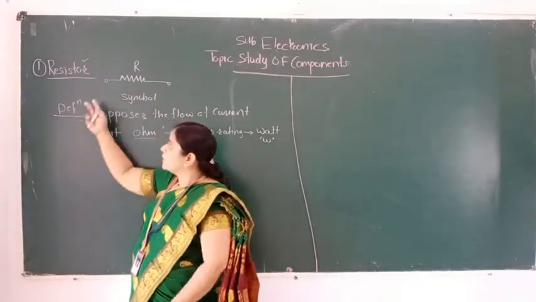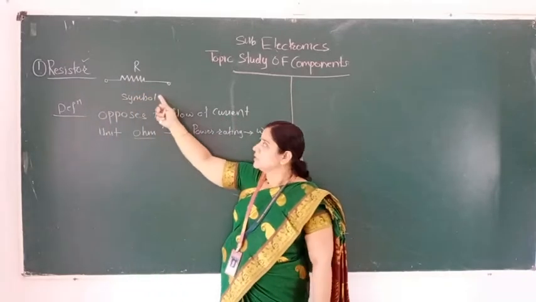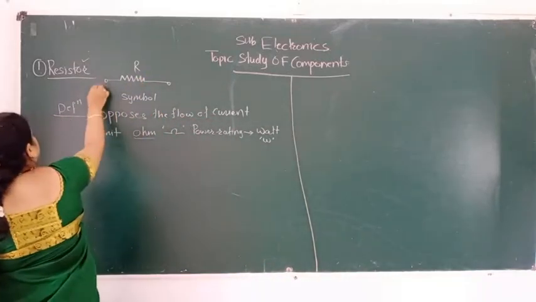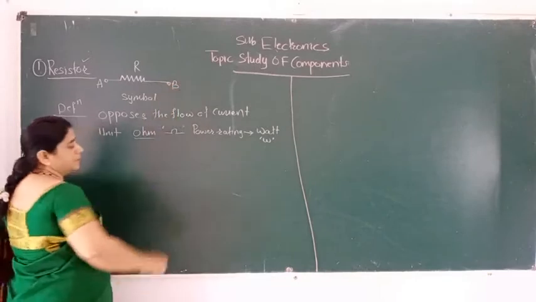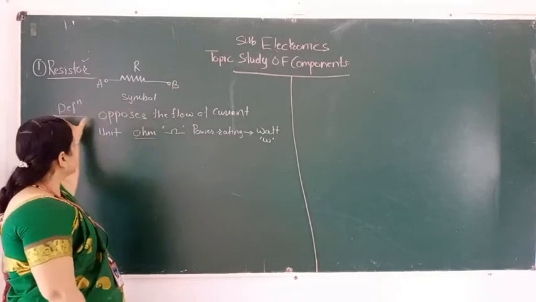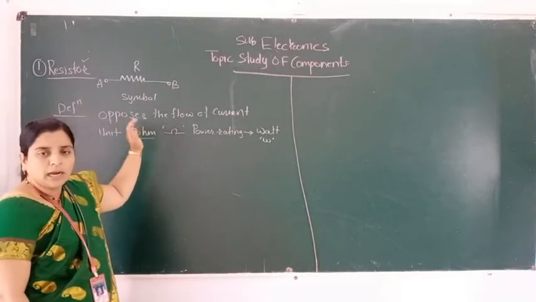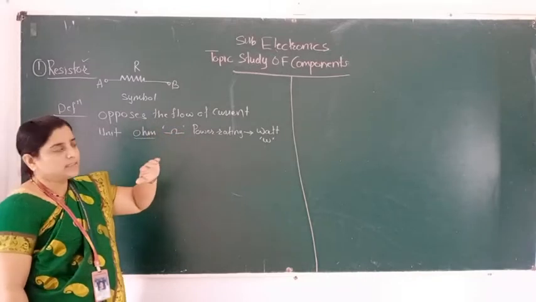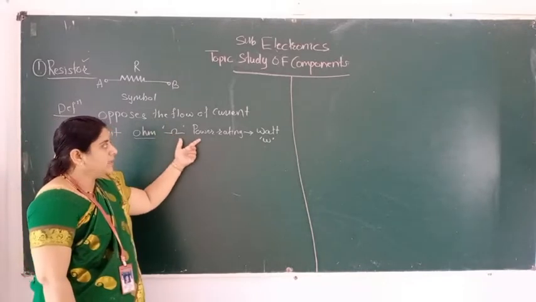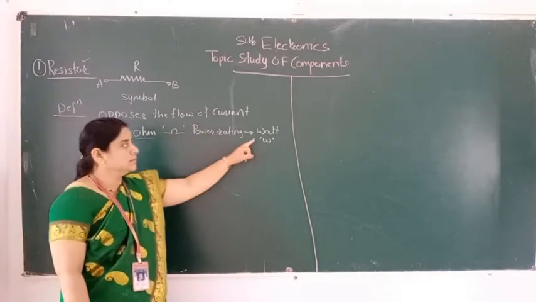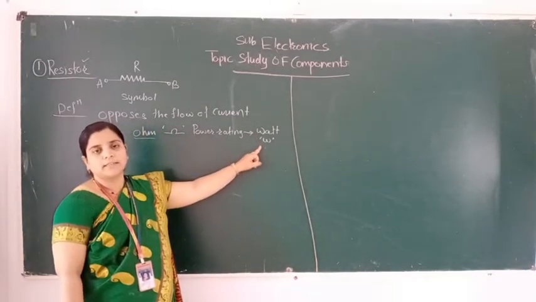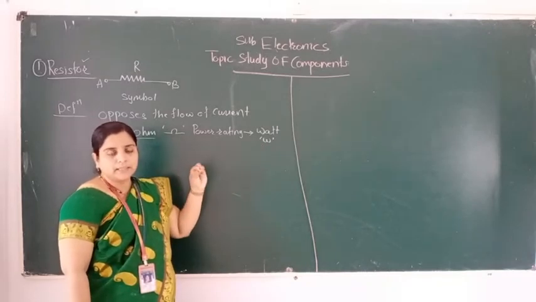So first of all you have to draw the symbol of resistor like this. You have to write R on top of this. Then it has 2 terminals, terminal A and terminal B. Next you have to write the definition: it opposes the flow of current, it's called the resistor. Its unit is ohm, and its power rating is in watt, or the symbol for it is W. This is the basic resistor.